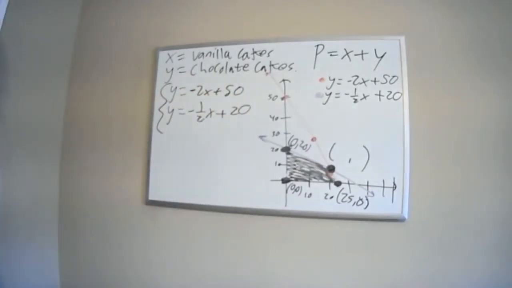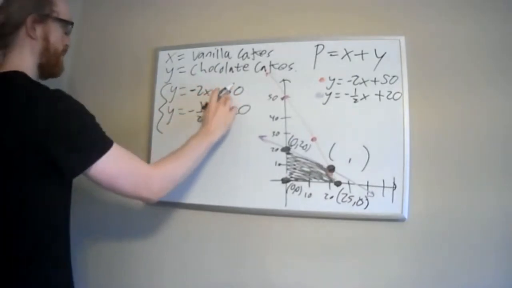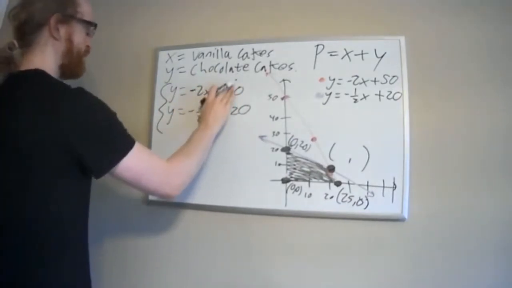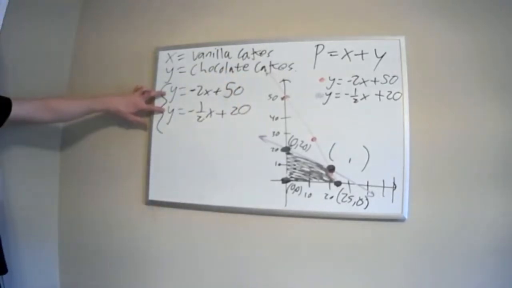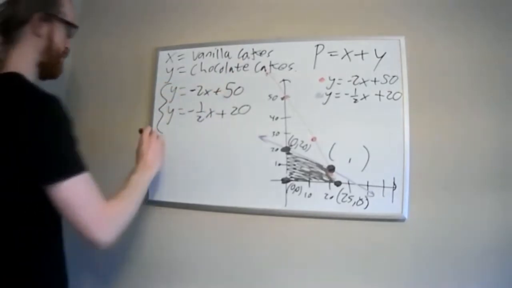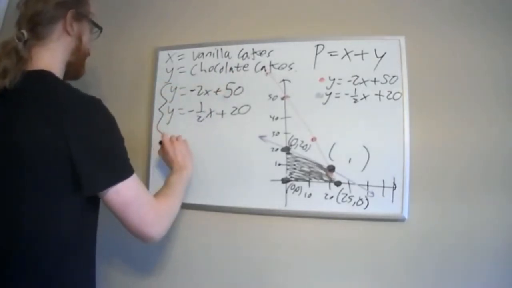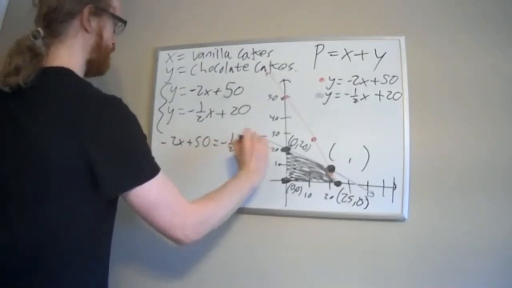And now I need to solve this system. And I'm going to do that by, again, substitution. I should make that 50 look better. Oh my goodness. I tried to fix it. Made it worse. There we go. We're going to solve this system. I'm going to substitute y equals negative 2x plus 50 into the second equation for y. So I'll get negative 2x plus 50 equals negative 1/2 x plus 20.